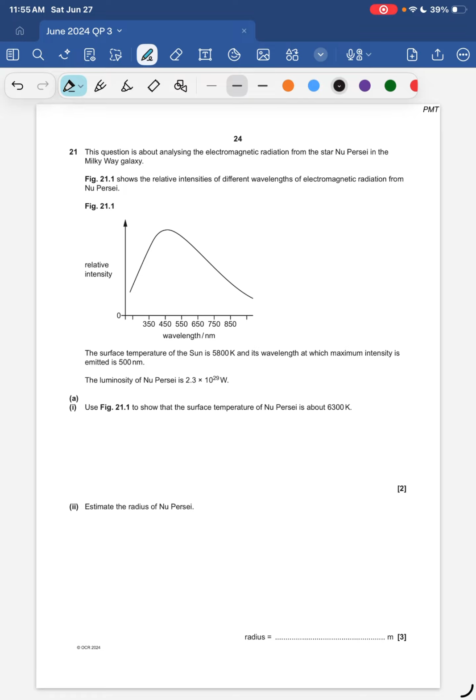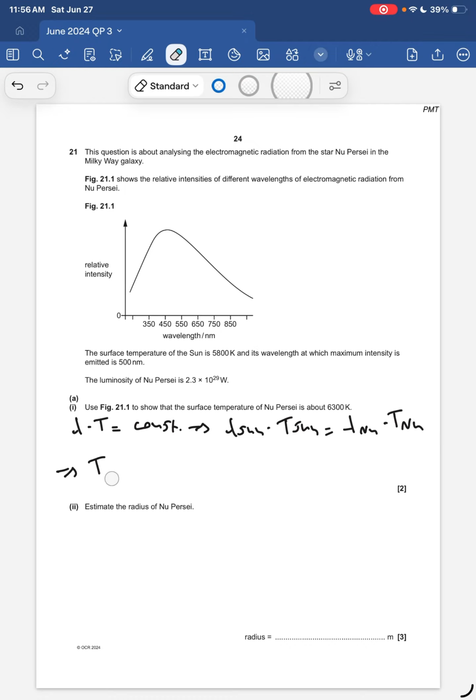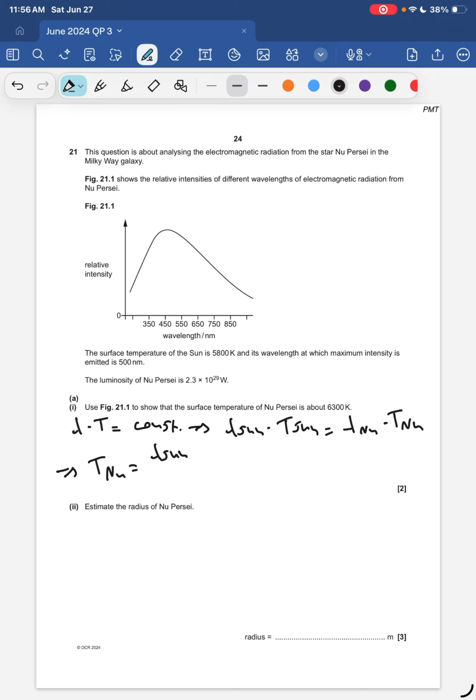Okay. So from Wien's law, we know that lambda times T is a constant, right? So we can exploit this and write that lambda sun, the peak wavelength of the sun, times the temperature of the sun, and we are given both information here, for the sun, is going to be equal to lambda, let's call it nu, times T of Nu Persei. So if we solve for T nu, we get lambda sun over lambda nu times T sun.